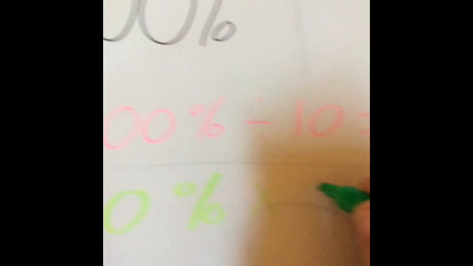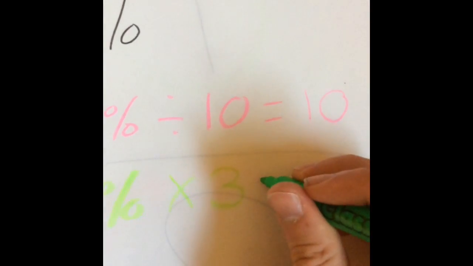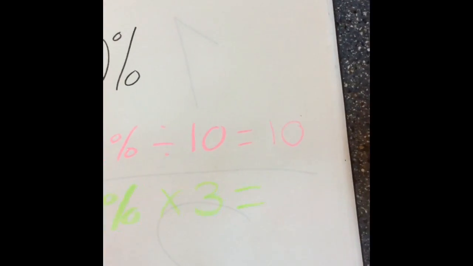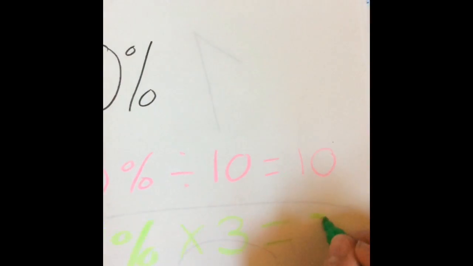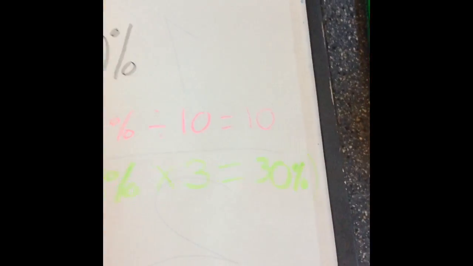That's right. So we now have 10%, which we now times by 3. And that equals 3 times 10, everyone. Awesome, 30%. And that is the answer.